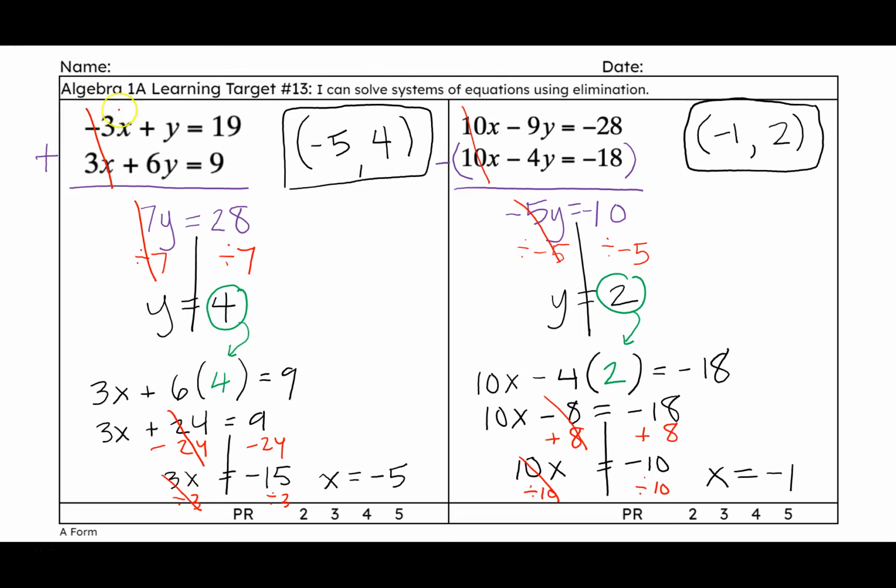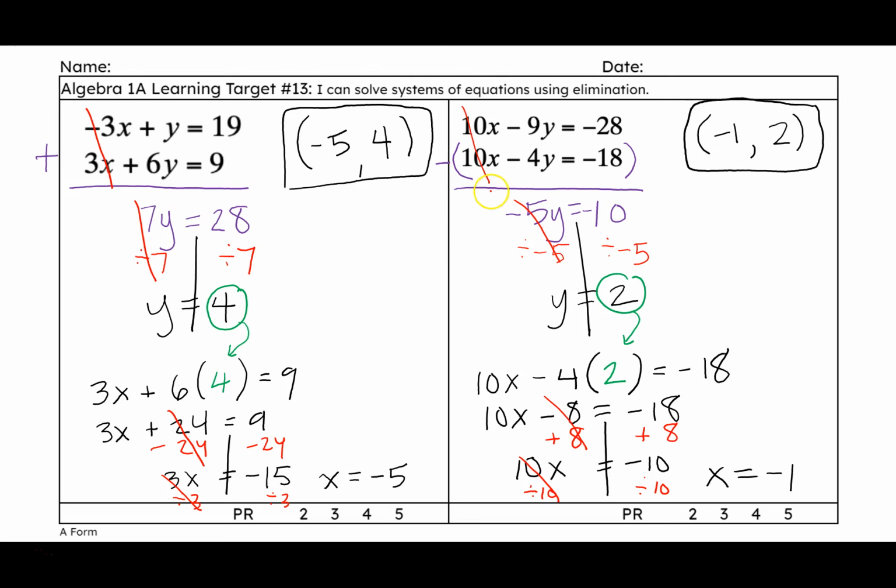If you've already got additive inverses, positive 3x and negative 3x, positive 17x and negative 17x, as long as it's the same number in front, one's positive and one's negative, you're ready to just add those together. However, if they're the same coefficient with the same sign as well, both positive or both negative, you're going to have to subtract one from the other instead. Just watch out for which one's getting eliminated.